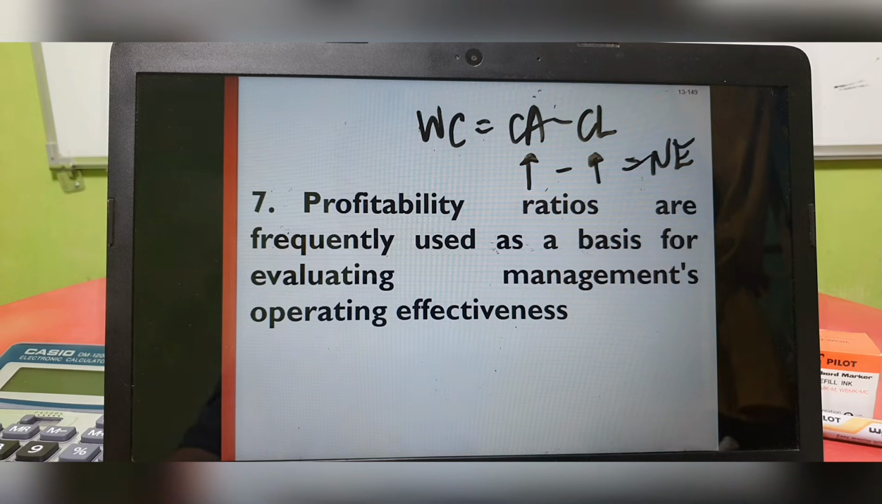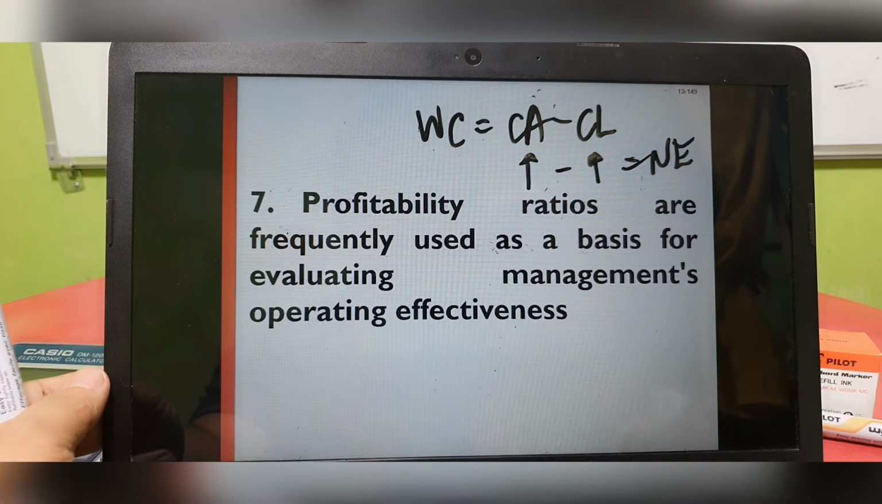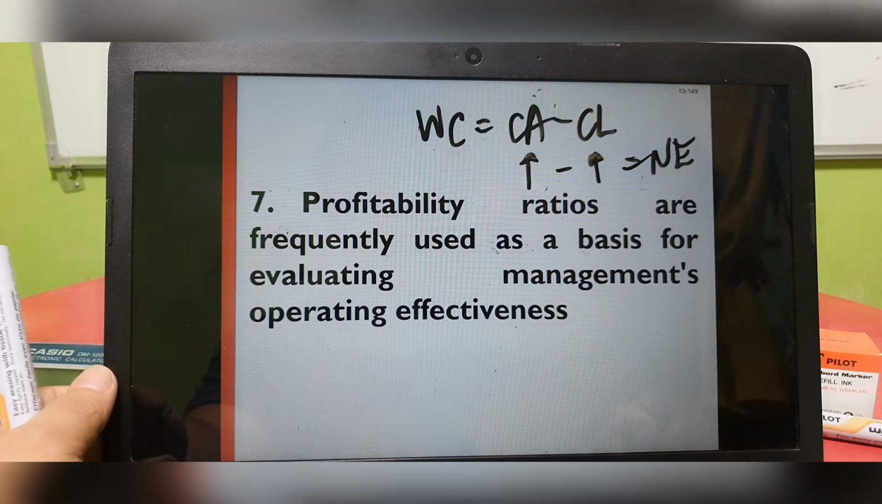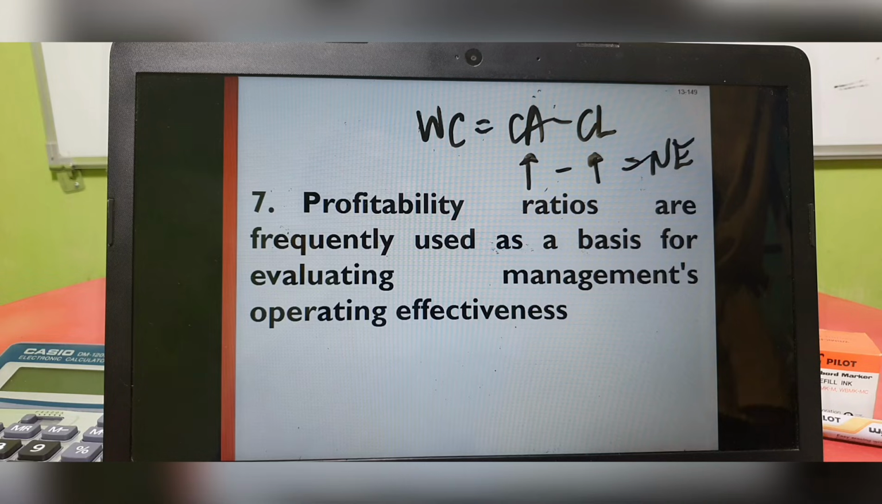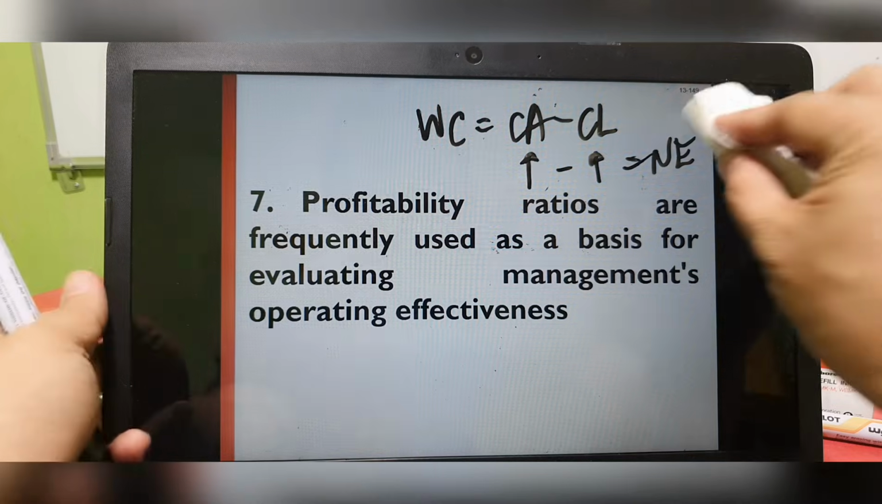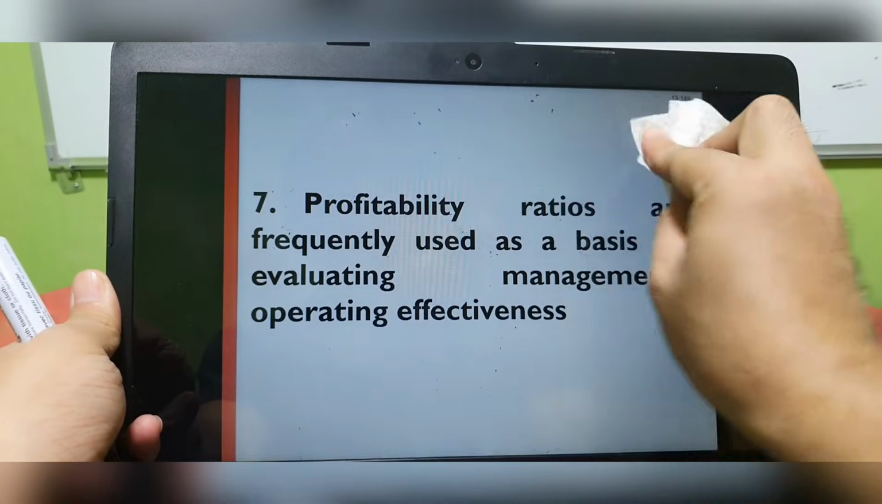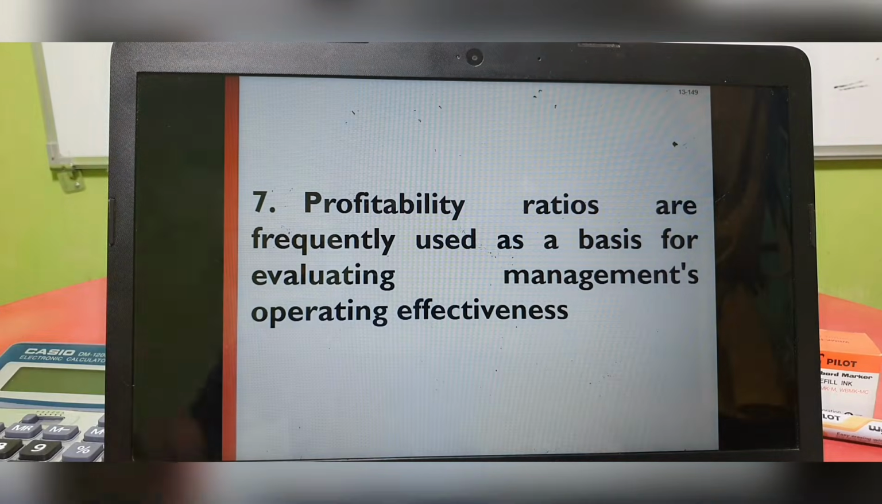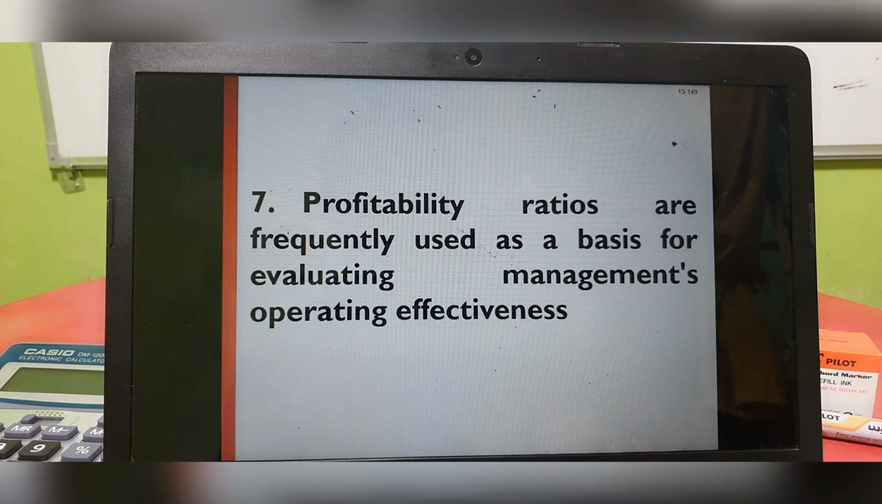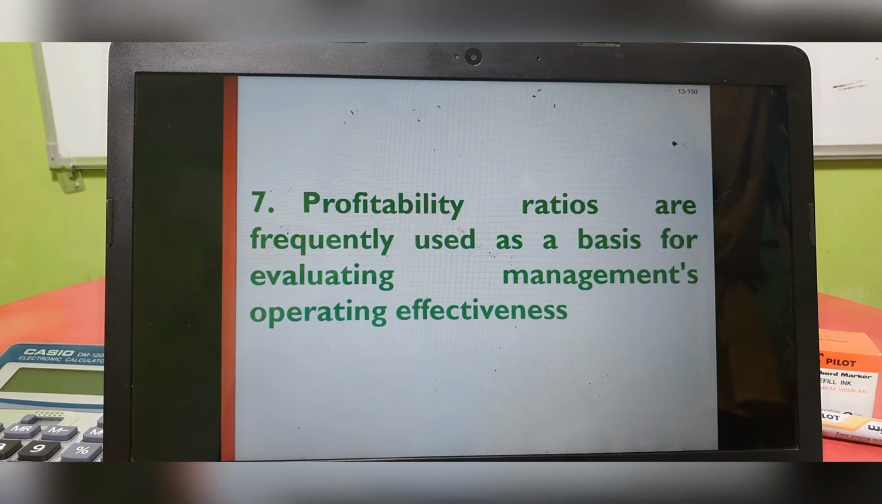Profitability ratios are frequently used as a basis for evaluating management operating effectiveness. I think na-mention ko to kanina. Kung ang estudyante, grades ang basihan, yung nasa grading system ng mga schools. Pero ang mga managers ng isang company, ang basihan natin ay yung income statement wherein you can get your profitability ratios. So the answer is true.